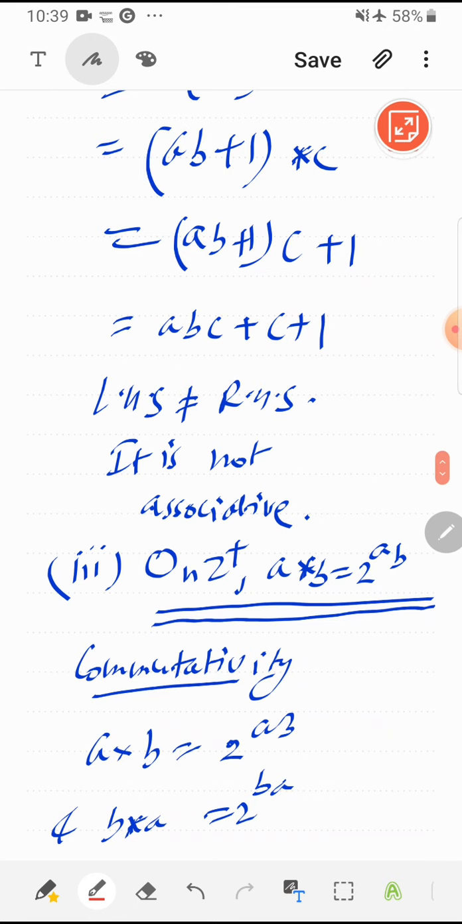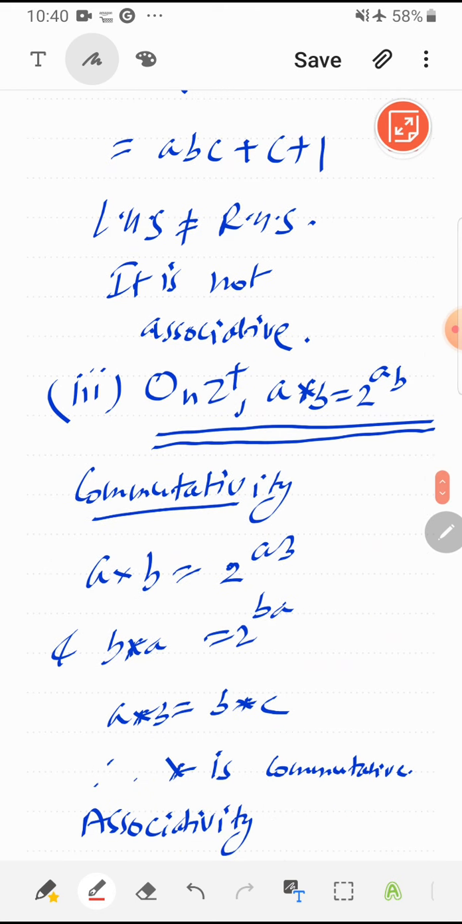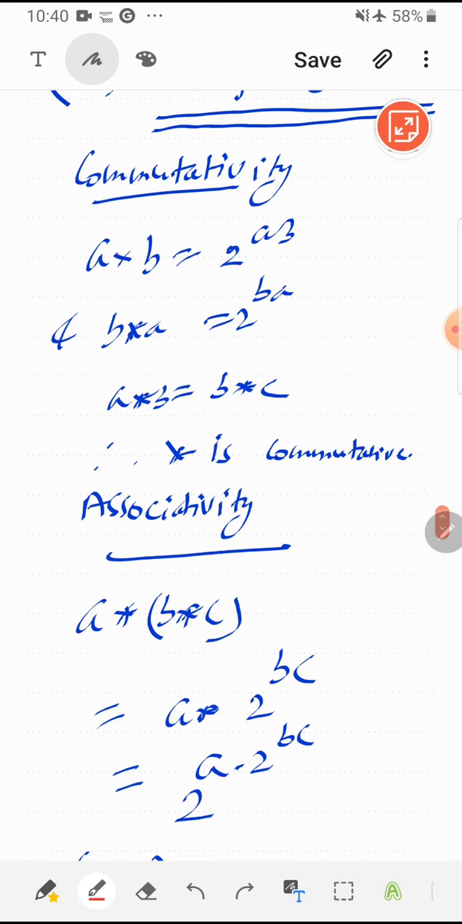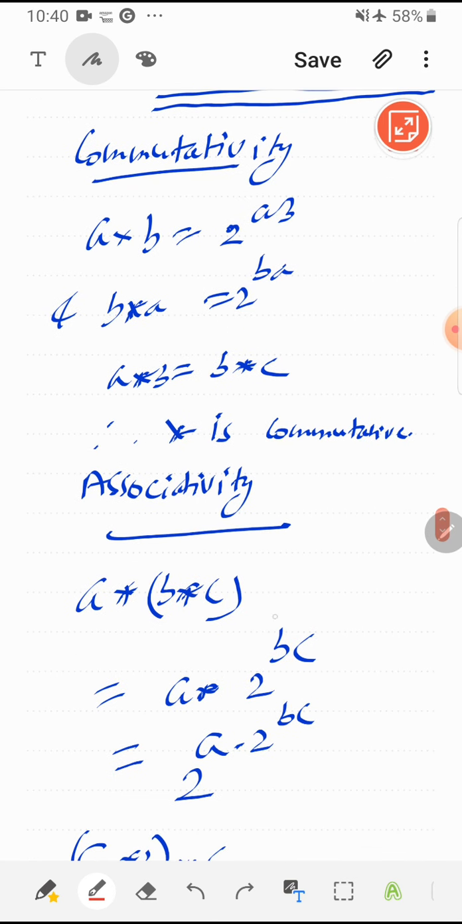Next is on Z positive, A star B is equal to 2 raised to the power AB. That means what is A star B? The product of the numbers, and then 2 is raised to the power of that number. So commutativity, clearly star is commutative, A star B is 2 raised to the power AB and B star A is 2 raised to the power BA, so it is commutative. Now associative, A star B star C. Now this is very important. When I say B star C, that means 2 raised to the power BC.